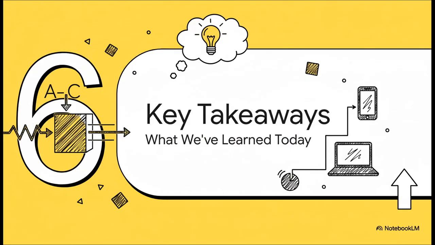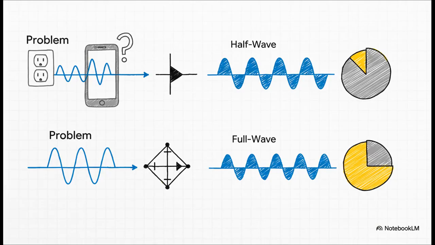All right, let's bring it all home. Time for a quick recap of everything we've covered. What are the big ideas you need to walk away with from this explainer? First, the problem. Our gadgets need smooth, one-way DC, but our walls give us wavy, two-way AC. The hero of the story is the PN diode, which acts like that critical one-way gate.